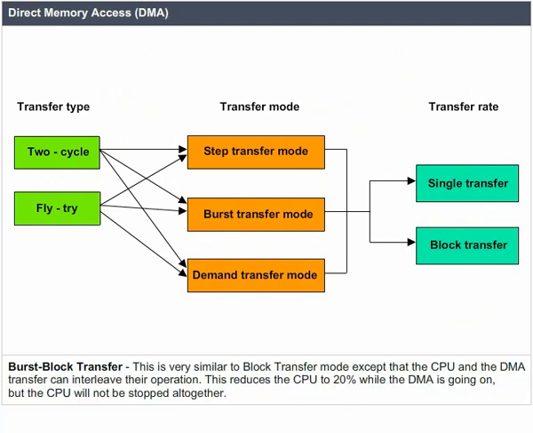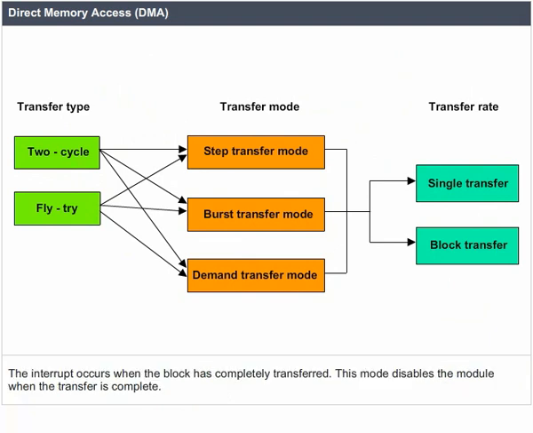Burst block transfer. This is very similar to block transfer mode, except that the CPU and the DMA transfer can interleave their operation. This reduces the CPU to 20% while the DMA is going on, but the CPU will not be stopped altogether. The interrupt occurs when the block has completely transferred. This mode disables the module when the transfer is complete.